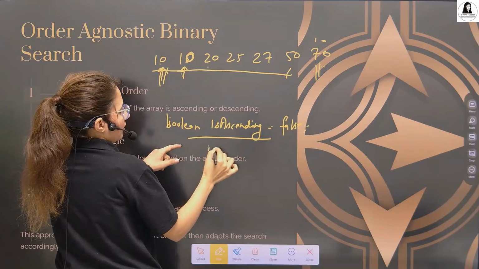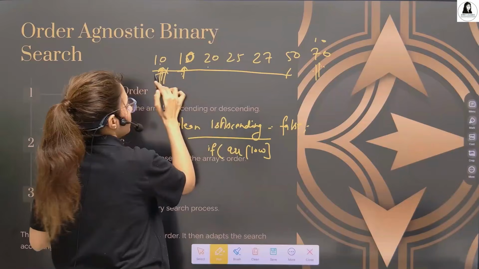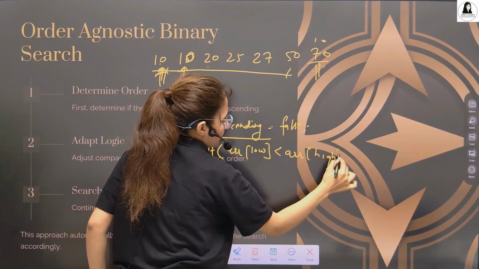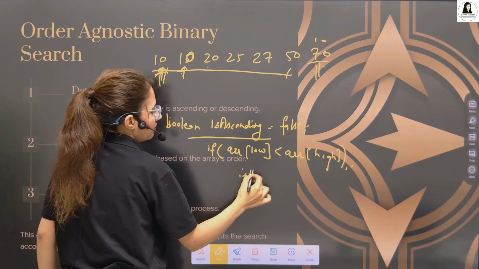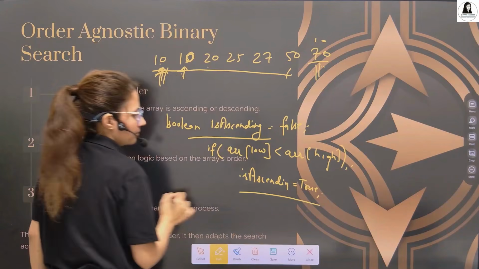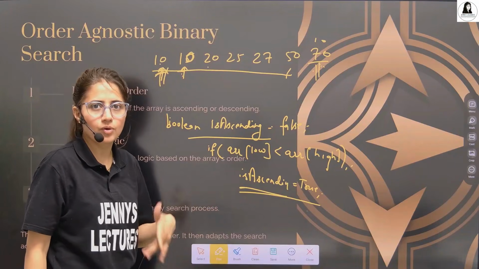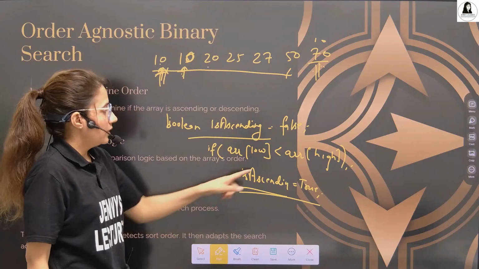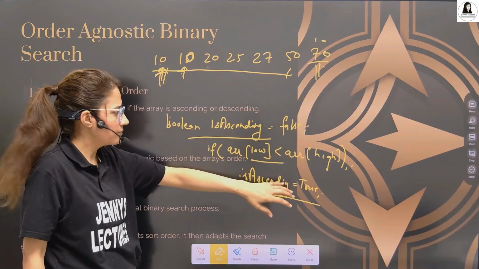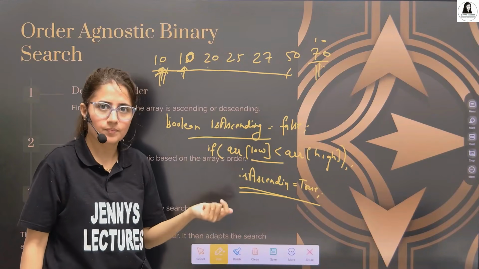And now you check: if arr of low is less than arr of high, then we can set isAscending equal to true. Simple. And while applying those conditions, you check if isAscending is true, apply that case. If it's less than, then it's ascending. If it's equal to or greater than this element, then it will lie on the second case, that is descending order.